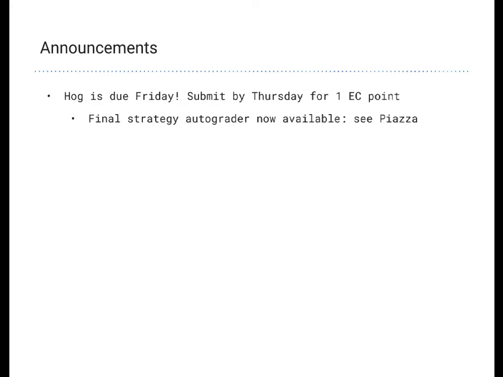So today we're going to talk about recursion. And I want to go over some announcements first. Hog is due Friday, and if you submit by Thursday, you can get 1 extra credit point. In particular, a couple notes about that. The final strategy has been released, so you can now test it with the operator. There are some instructions on Piazza. You have to re-download the zip file, but it should be pretty straightforward if you just follow the instructions.